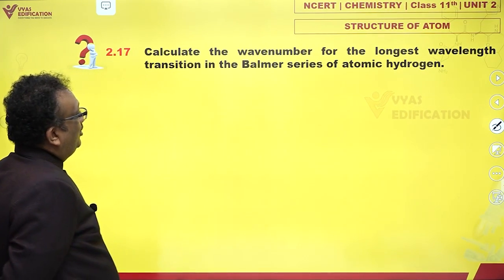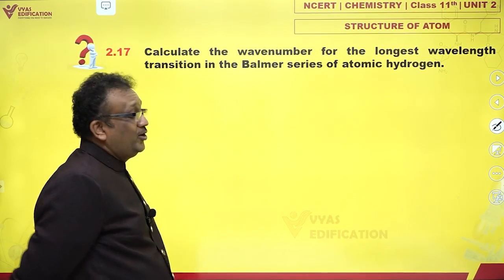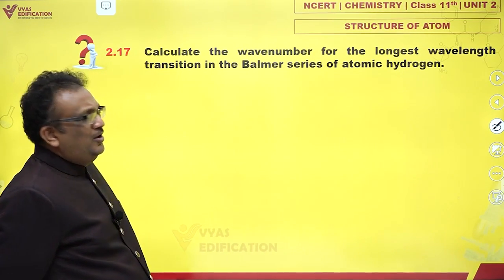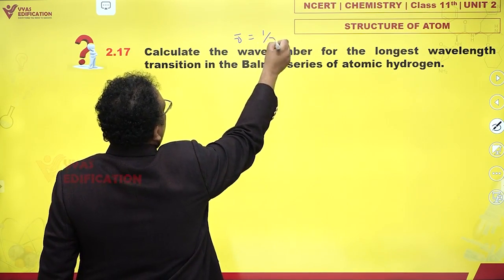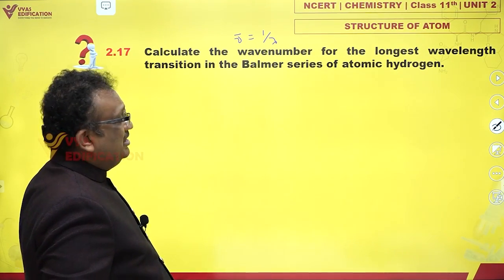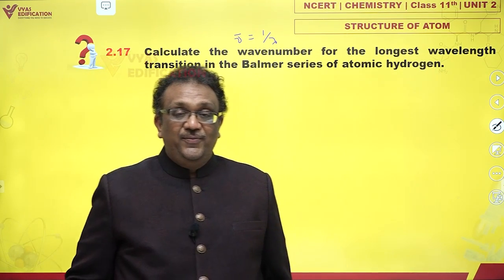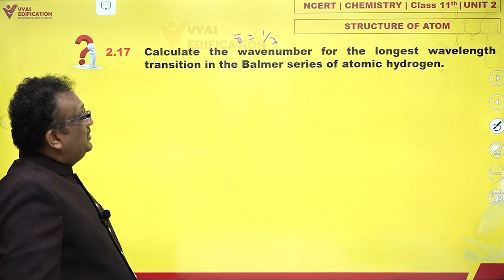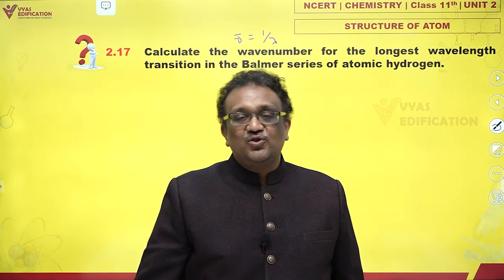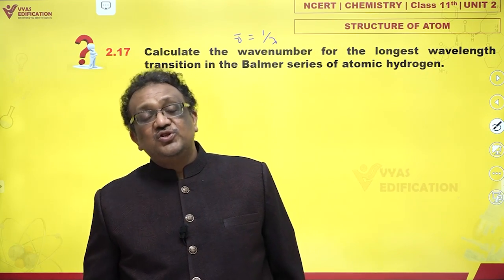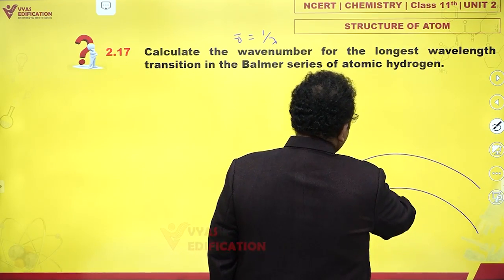Calculate the wave number for the longest wavelength transition in the Balmer series of atomic hydrogen. Well, wave number. What is wave number? Wave number is nu bar, which is 1 by lambda. So I'm supposed to calculate indirectly the wavelength of the longest wavelength. Longest wavelength means minimum energy. In the Balmer series of atomic hydrogen, what is Balmer series? Actually, some scientists have associated their names with certain portions of the hydrogen spectrum. You have to remember the meaning of Balmer series.